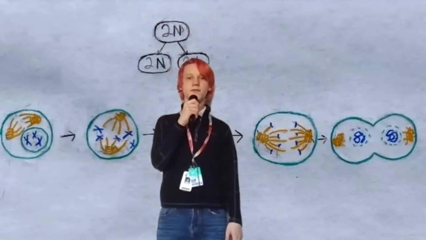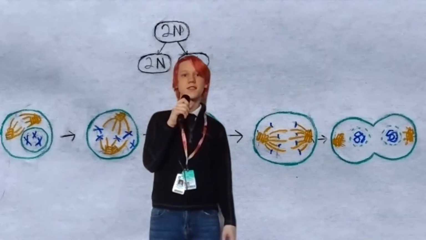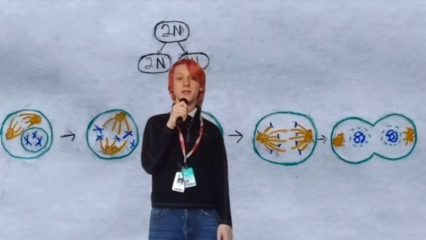Now the cell moves into the fourth phase, anaphase. During anaphase, the spindle fibers shrink, pulling apart the sister chromatids. The chromatids move to opposite ends of the cell.